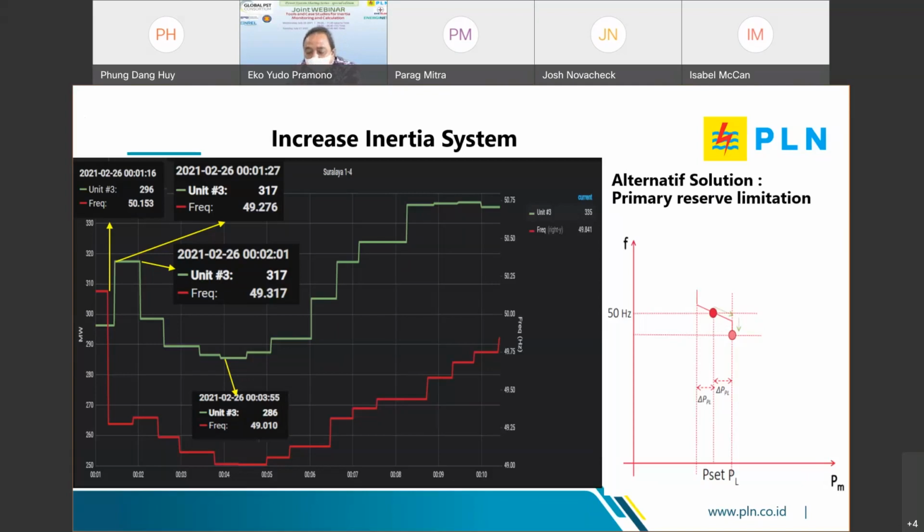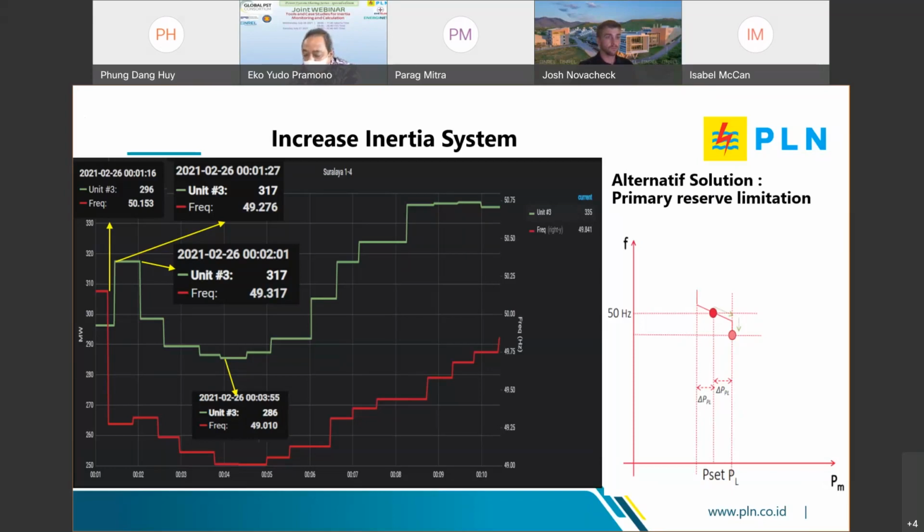Before the fault occurred, the frequency was 50.15 hertz, and when the 1,500 megawatt generation tripped, the frequency went down only to 49.27 hertz.